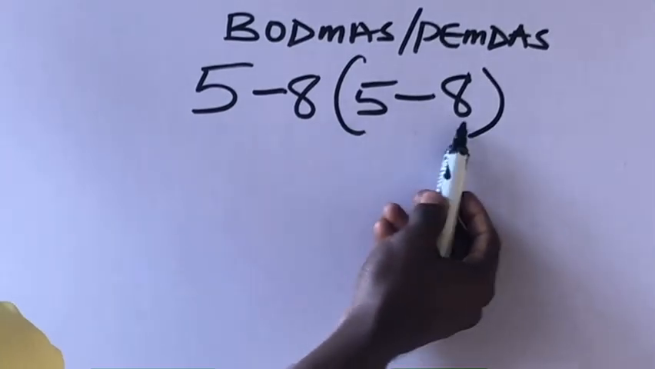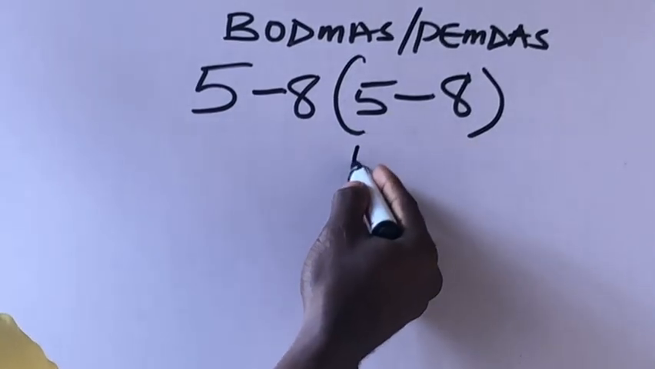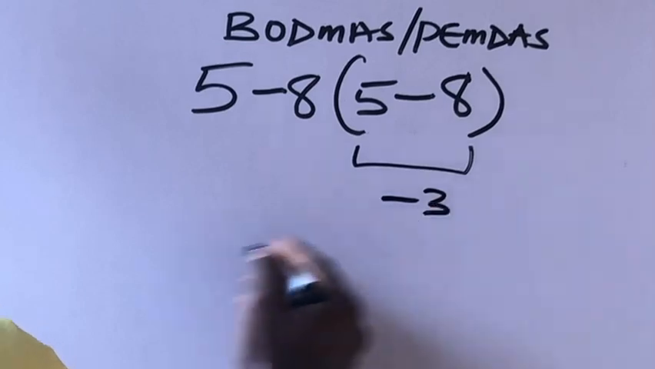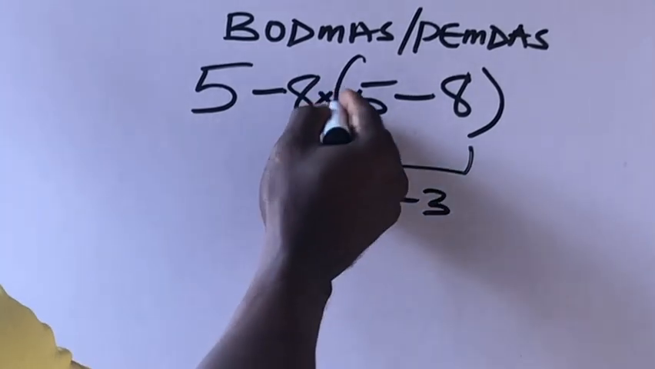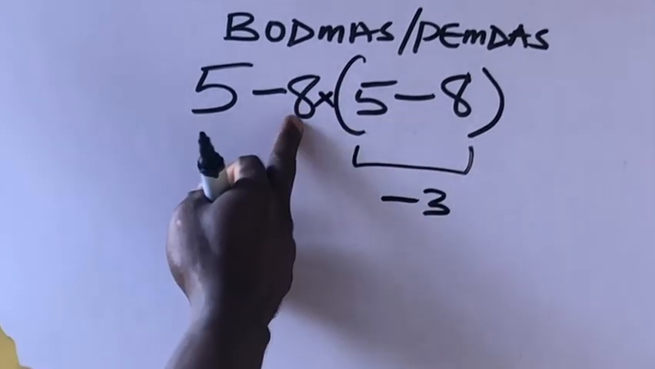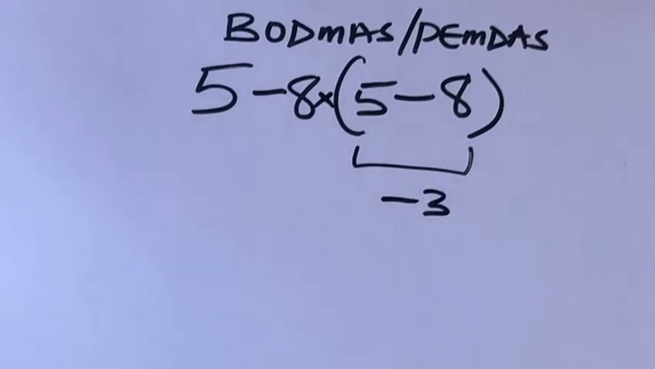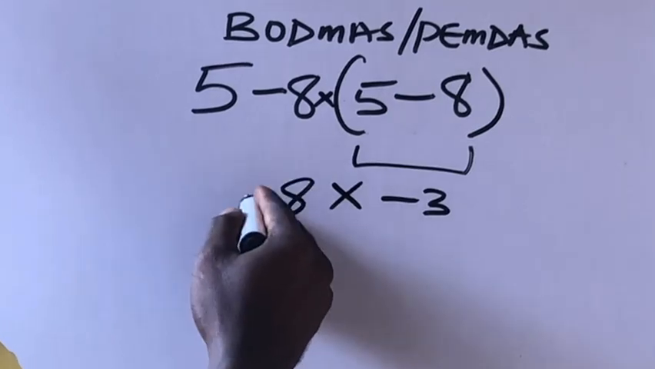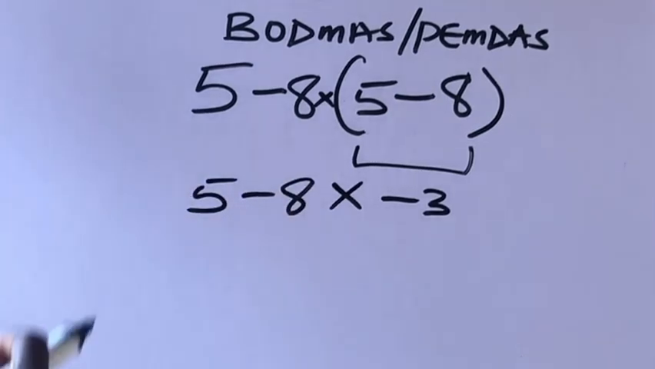So we have to first of all solve what is inside the parenthesis. 5 minus 8 will give us minus 3. Remember, there is an invisible multiplication here. When a number is close to parenthesis, it is multiplication. So we put our multiplication sign here, 8, and this, like this.